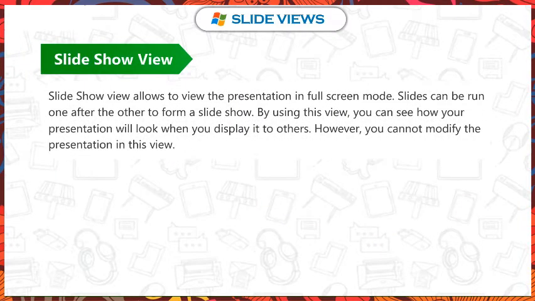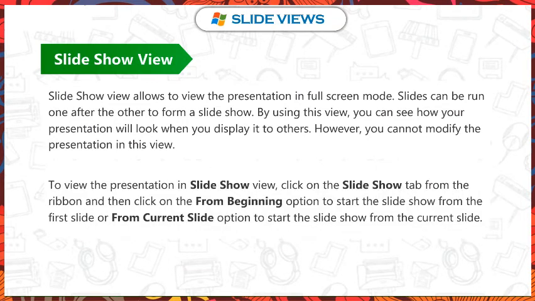Slideshow view. Slideshow view allows you to view the presentation in full screen mode. Slides can be run one after the other to form a slideshow. By using this view, you can see how your presentation will look when you display it to others. However, you cannot modify the presentation in this view. To view the presentation in Slideshow view, click on the Slideshow tab from the ribbon and then click on the From Beginning option to start the slideshow from the first slide or from Current Slide option to start the slideshow from the current slide.